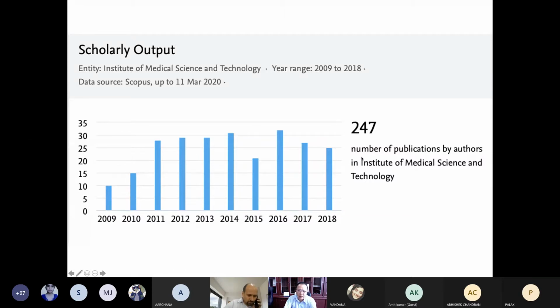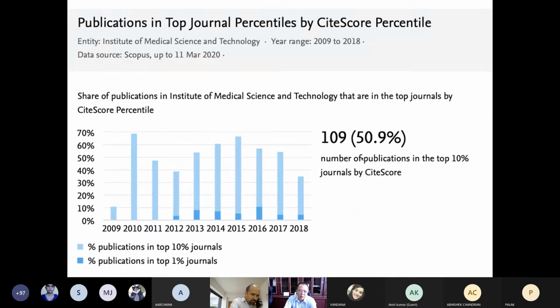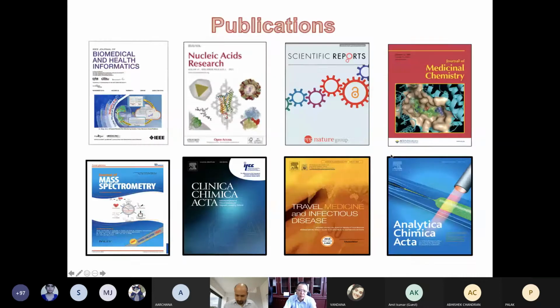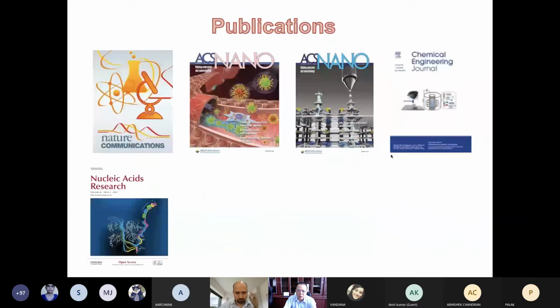So this is the statistic data. I think each professor will publish 4 to 6 papers per year. And the best thing is about half we publish in very good journals, top 10 journals. So I think it's quite a research-oriented institute. And our performance is higher than the average of the College of Science or College of Engineering. So here is our publication list. I think it's quite easy to understand.